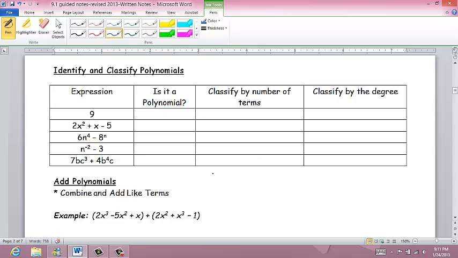Now, if you could pause the video and go through and look at this chart and try to answer these on your own, and then replay it and basically check your answers. So go ahead and try it on your own. Now, the first one, here's our expression 9. You want to classify these polynomials.